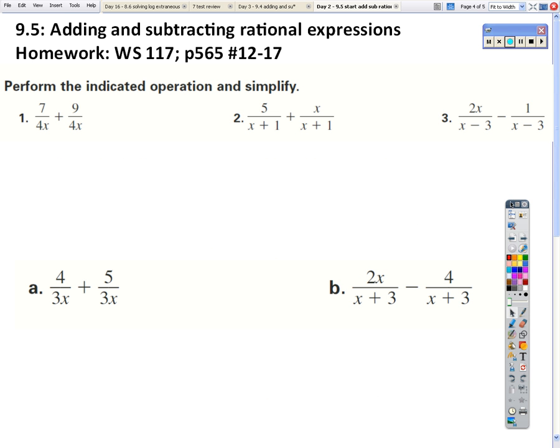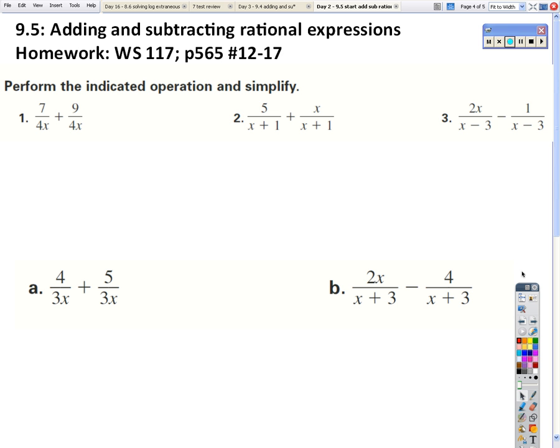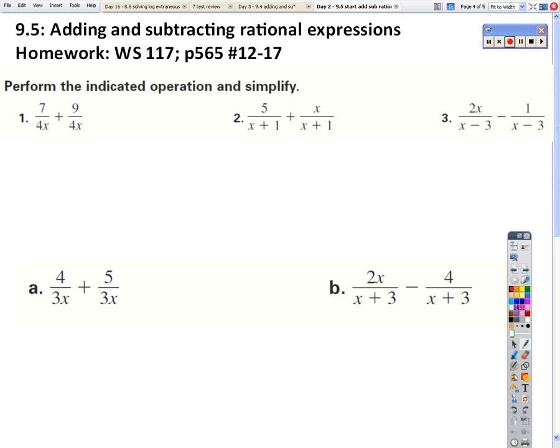So now we're going to start adding and subtracting. So today we're only going to look at problems that have common denominators. When you have a fraction with a common denominator, you add your numerators. 9 plus 7 is 16 over 4x. The denominator stays the same. So this can now reduce. 16 divides by 4. We get 4 over x as our final answer.